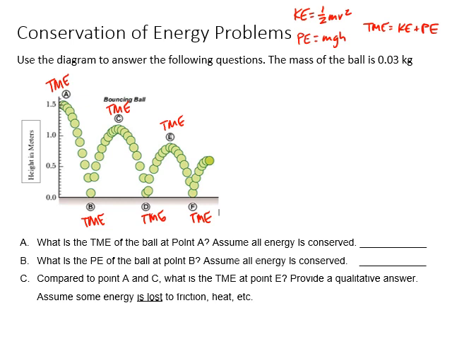So it wants to know the total mechanical energy of the ball at point A. So total mechanical energy equals the kinetic energy plus the potential energy. Let's see if we have everything to solve this. Kinetic energy is going to be 1/2 mv squared. The mass of this, it says, is 0.03 kilograms. Now, velocity, it doesn't give us a velocity.